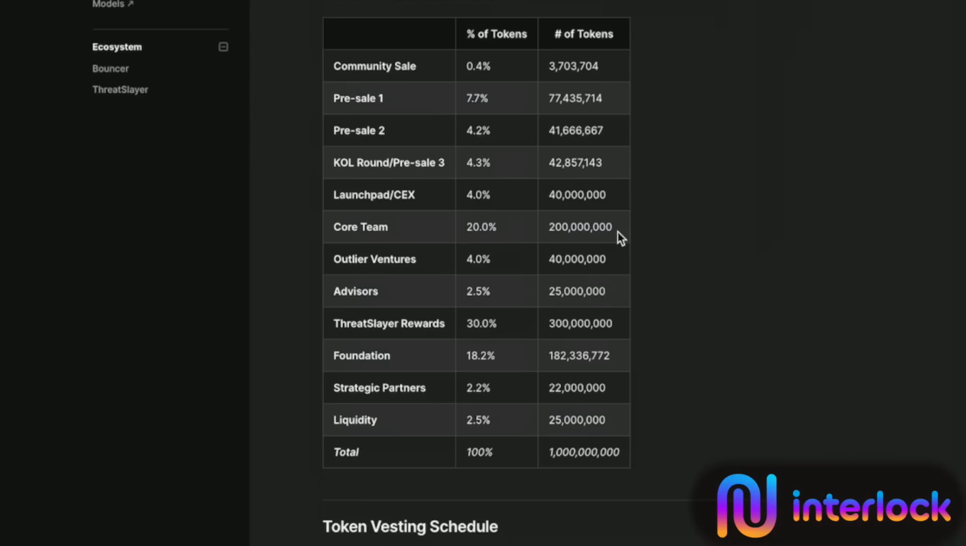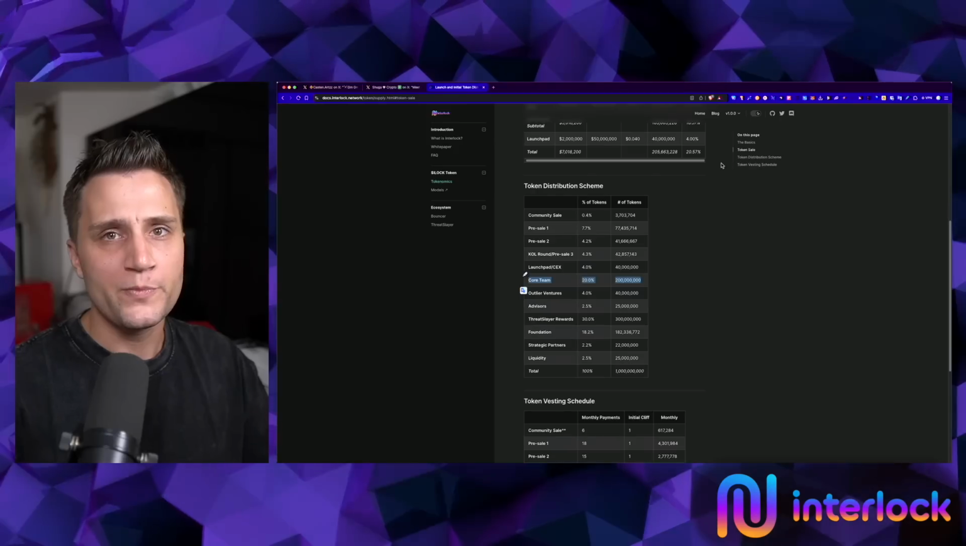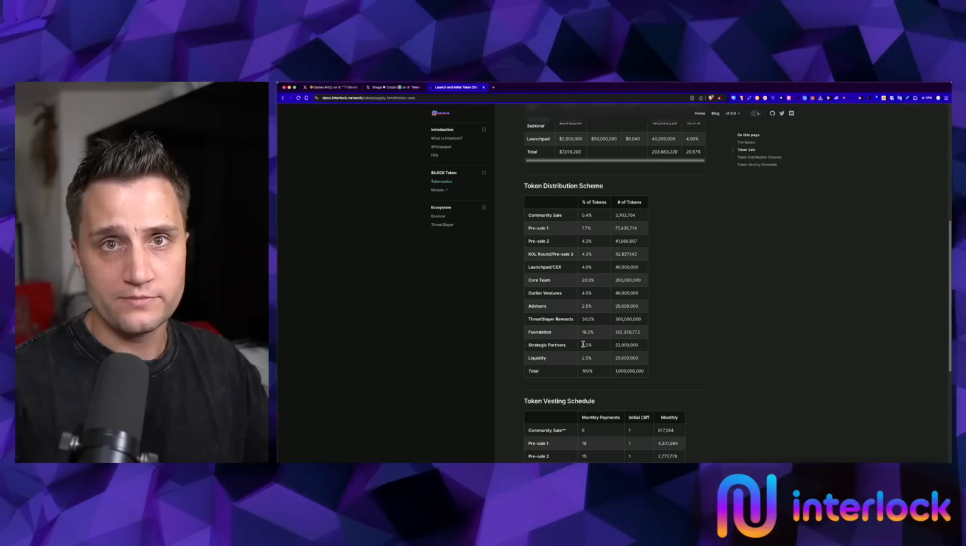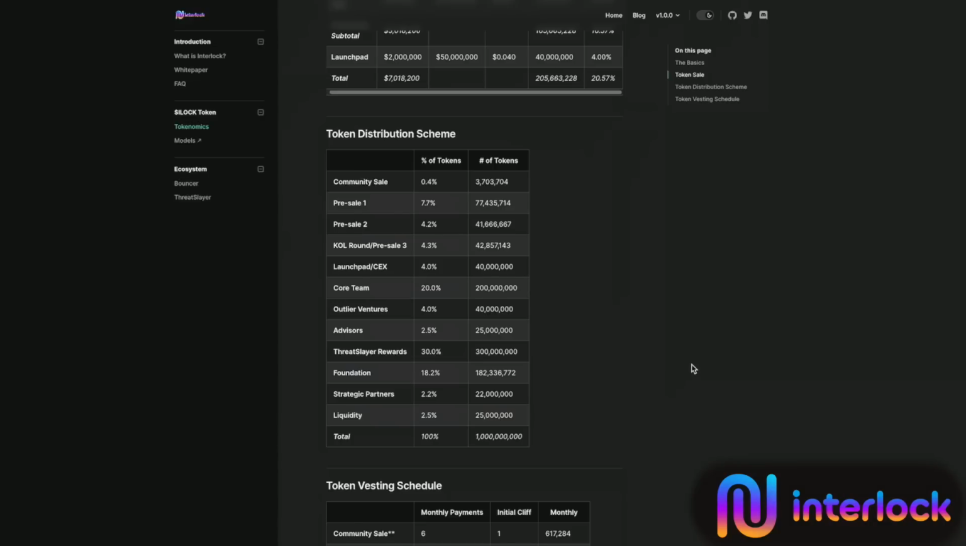This is kind of a big red flag to some people when you see the core team is 20%, but if you look at the actual percentages of everything else, it's actually flipped compared to normal crypto. This actually reminds me more of a company doing an IPO, because the team is basically saying, hey, we need to make business partners and a use case for ThreatSlayer, for the Interlock token, otherwise we won't get paid. So they need to make sure that they make this token successful. They need to make sure the tokenomics are working.